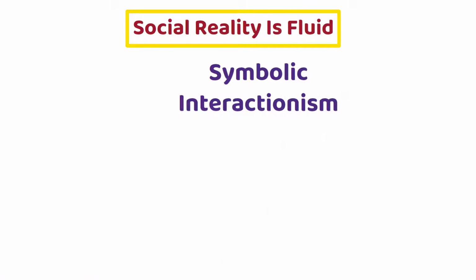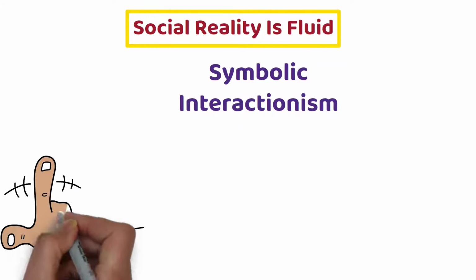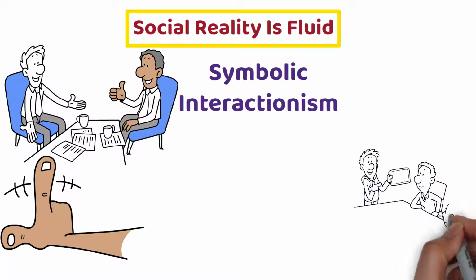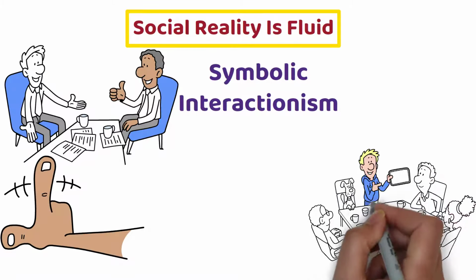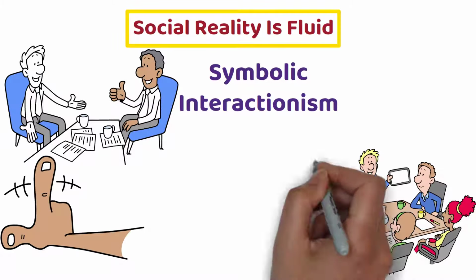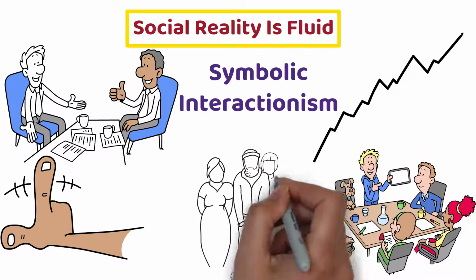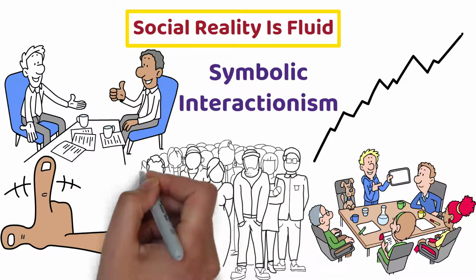5. Social reality is fluid. According to symbolic interactionism, social reality is not static. It is constantly being shaped and reshaped through interactions. Norms, roles, and meanings can change depending on the context and the people involved. This fluidity means that social life is always evolving, and people are actively participating in its construction every day.